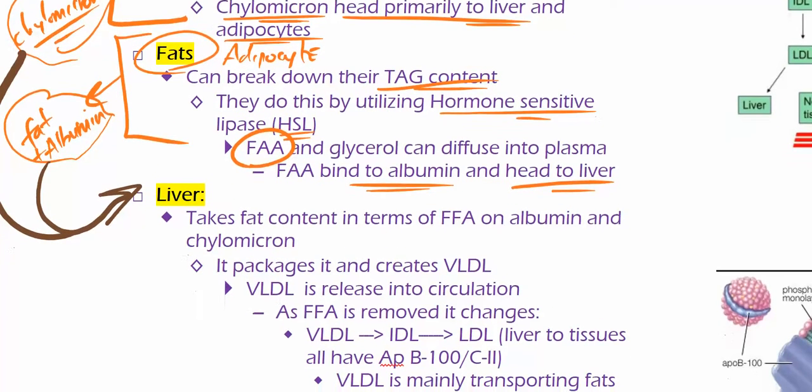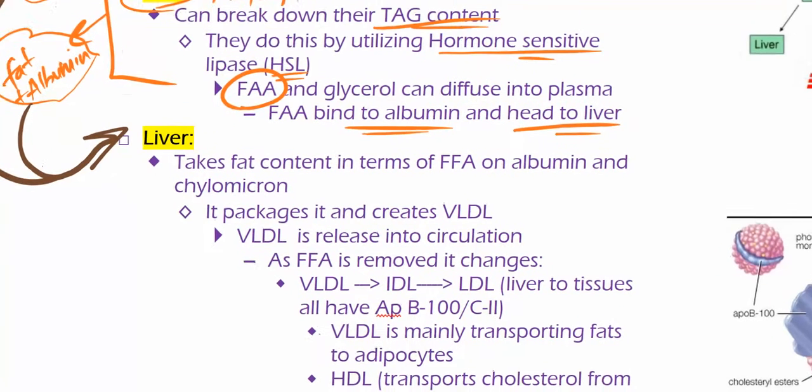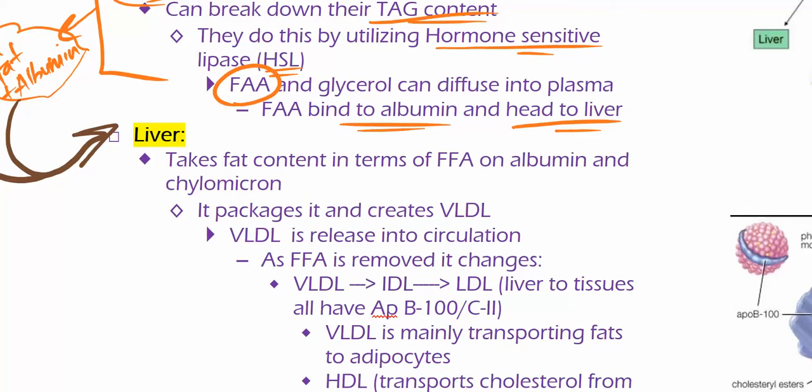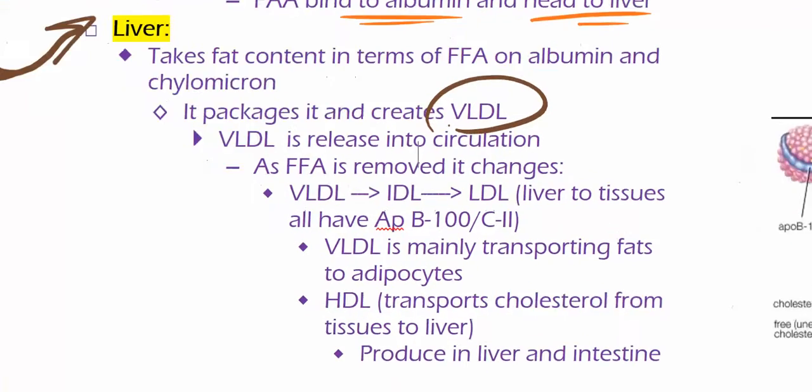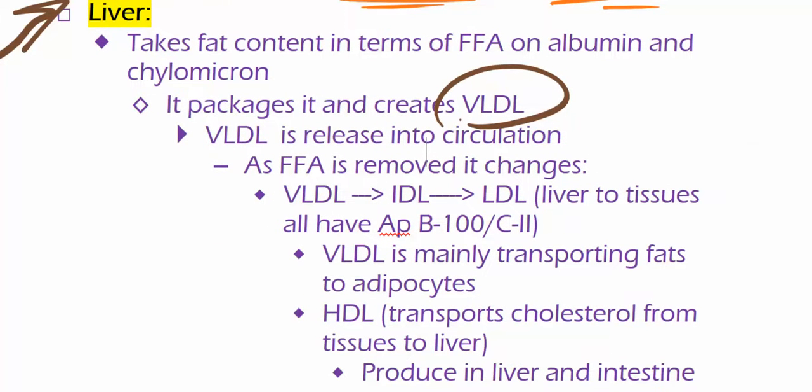So what happens in the liver is that the liver is going to take the fat content, the free fatty acids, and the cholesterol, right, coming from these two sources, and it's going to produce VLDL, very low density lipoprotein, right? So VLDL is then released into circulation.